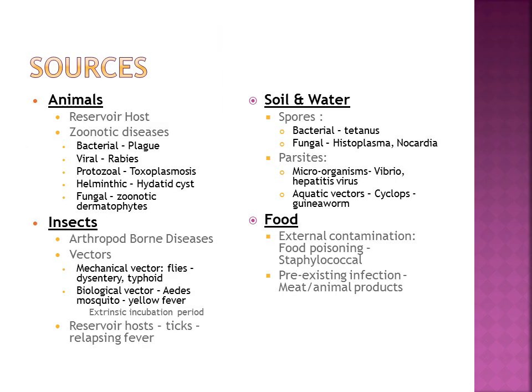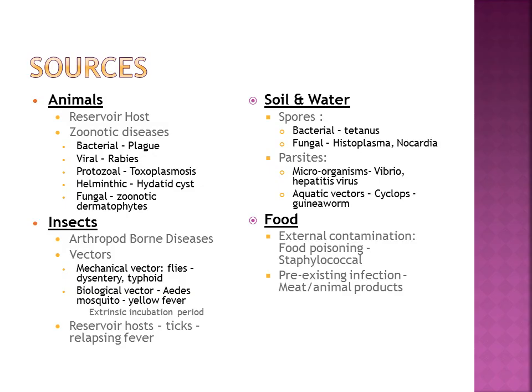Sources can be animals, and the diseases are called zoonotic diseases if the infection is from animals. Bacterial infection like plague, viral infection like rabies because of dog, protozoal infection like toxoplasmosis because of cat, helminthic infection like hydatid cyst because of dog. So these are animal acquired infections.